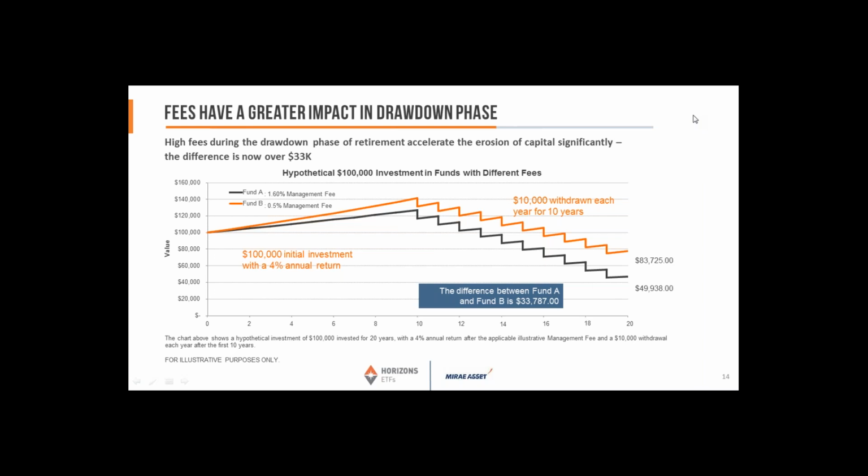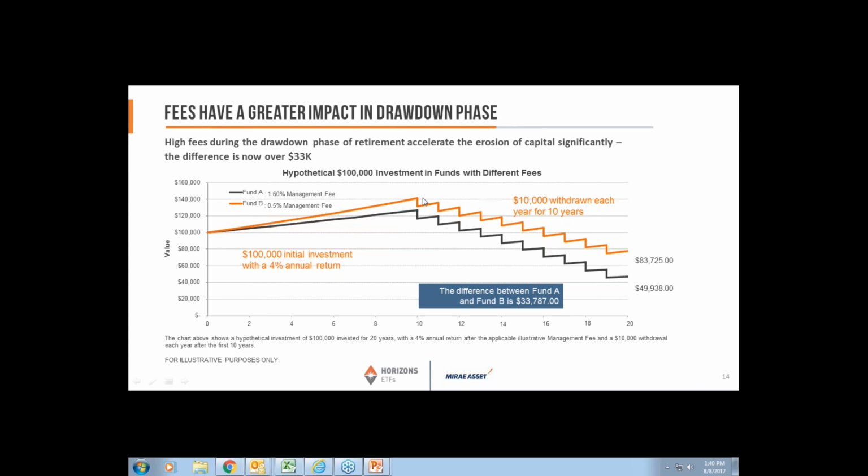So over the next 10 years, you would see a differential of about 33,000 on the same two funds as you go into the drawdown phase. And that, again, has to do with compounding, because if I'm paying less in fees, I have a higher amount of principal that allows me to compound that 4% per year, whereas the higher drawdown with fees creates a much lower return.